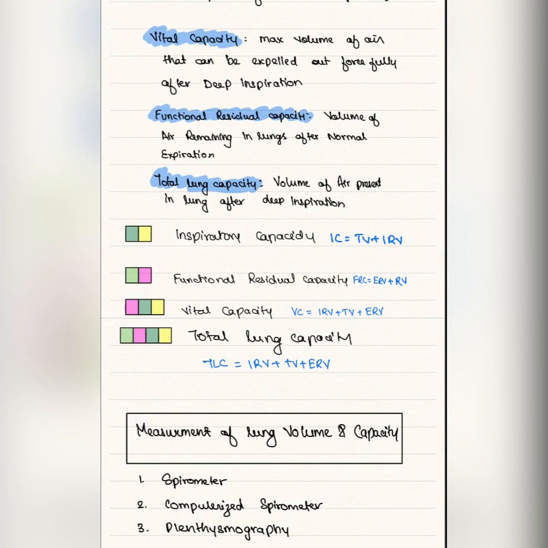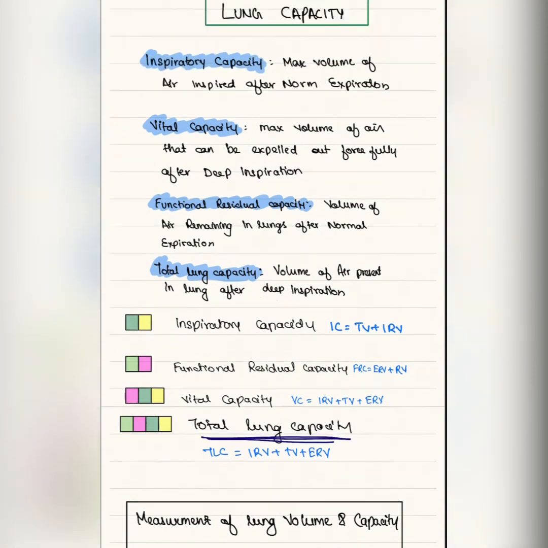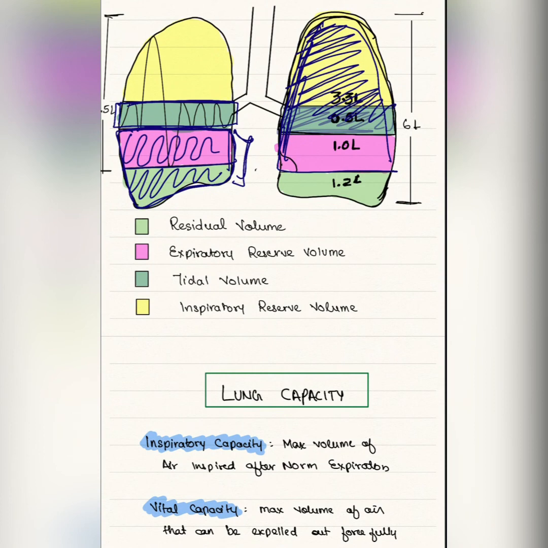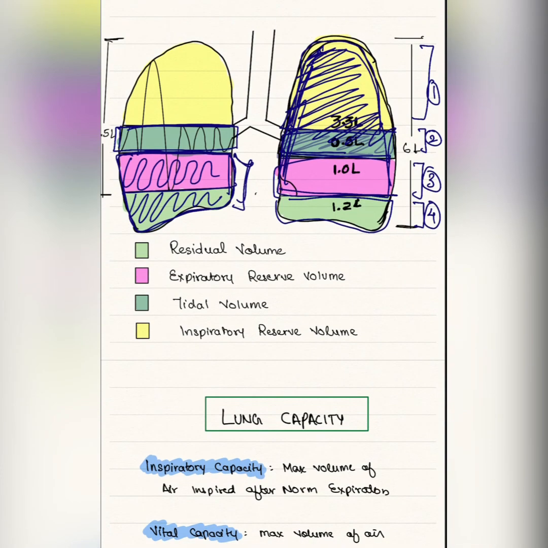And the last is total lung capacity. It includes residual volume, expiratory reserve volume, tidal volume, and inspiratory reserve volume. These 1, 2, 3, and 4 volumes together make total lung capacity, means the capacity of the lung to fully inspire and fully expire the air. When we add up all the volumes, the total lung capacity is 6 liters.